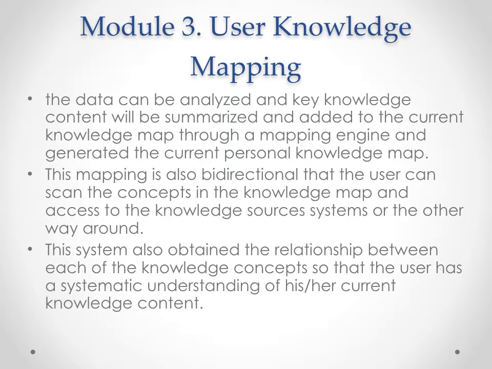And then Module 3 is a user knowledge mapping module, so following the tracking, the data can be analyzed and the key knowledge content will be summarized and added to the current map through a mapping engine to generate a current personal knowledge map. So this mapping is also bidirectional, so the user can scan the concept in the knowledge map and access the knowledge source system, and the other way around. So this system also obtains the relationship between each of the knowledge concepts so that the user has a systematic understanding of his or her current knowledge, as I explained above.